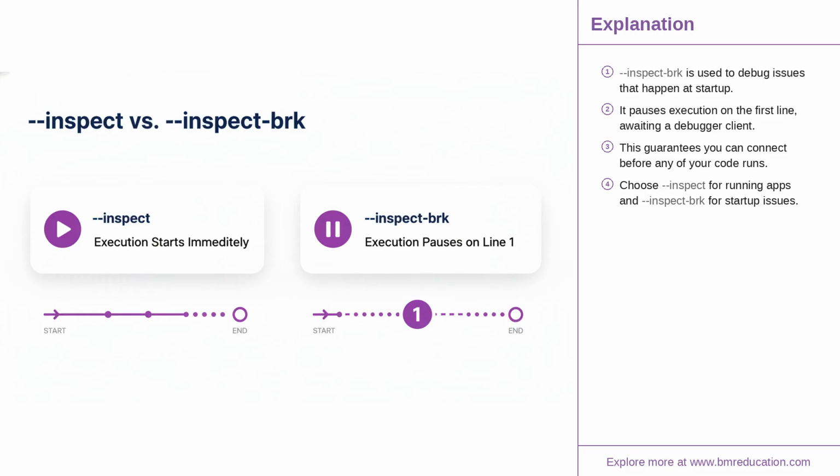With --inspect, the script might run to completion before you even have a chance to connect the debugger. For this exact scenario, we have a crucial variation, --inspect-brk. This flag also enables the debug server, but it adds one critical behavior. It pauses execution on the very first line of your code, giving you all the time you need to connect your client before anything happens.